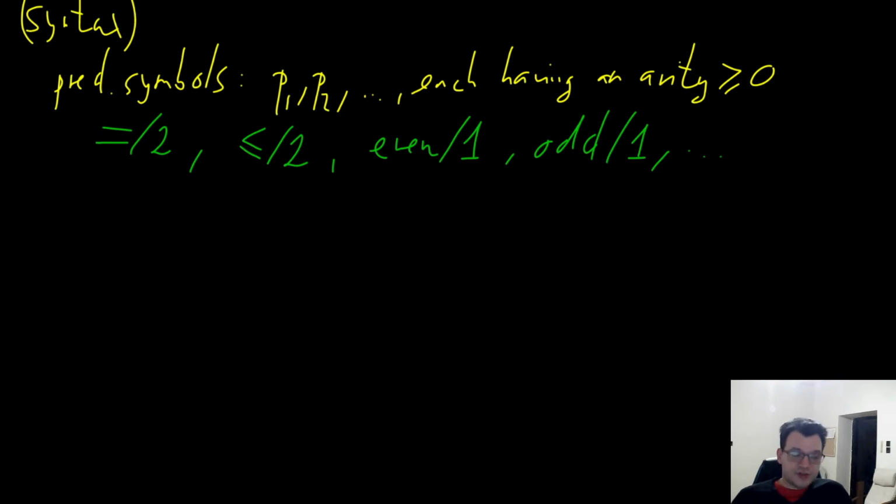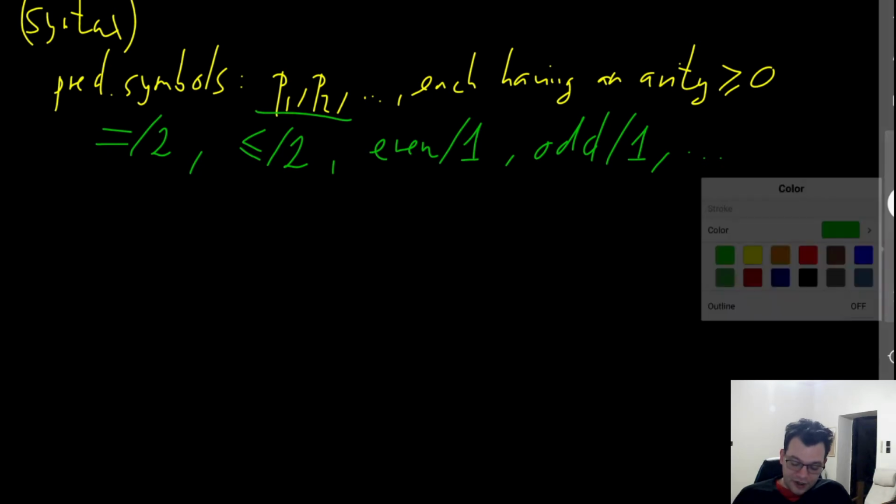Those functions which we've seen on the previous slide, the multiplication and so on, do not evaluate into true or false, but into object values. That's why in our notation we are using a different section of the alphabet to denote function symbols and predicate symbols, because they will have quite different meanings.